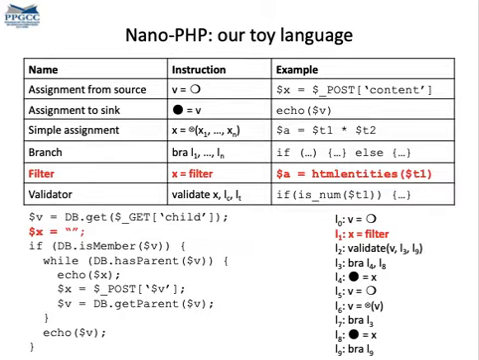Then we have filters. Filters are like assignments, but we know that they will always produce clean information. You can see examples in this figure. And we have validators. A validator is like a conditional that tests some information and determines if this information is clean or tainted.